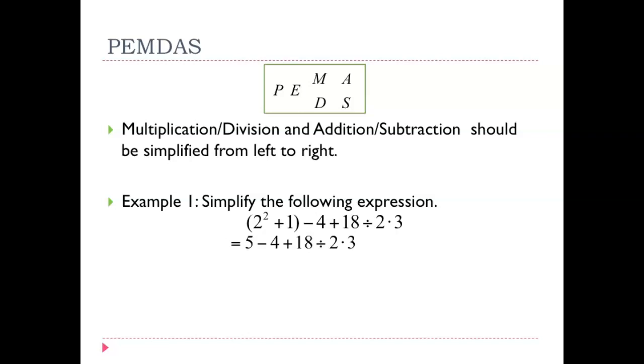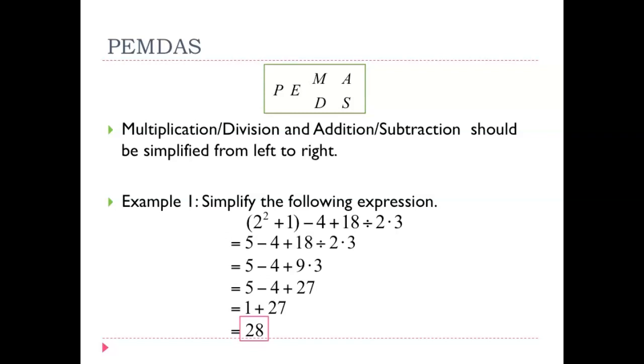Now, you do not do the 2 times 3 first. Instead, you're going to do 18 divided by 2 first, because that division appears to the left of the multiplication. So 18 divided by 2 is 9, then 9 times 3 is 27. Now, same thing with addition and subtraction. You want to do addition and subtraction as they appear from left to right. So we would do the 5 minus 4 first, which is 1, and then add 27, which will end up being 28. So 28 is our answer here.